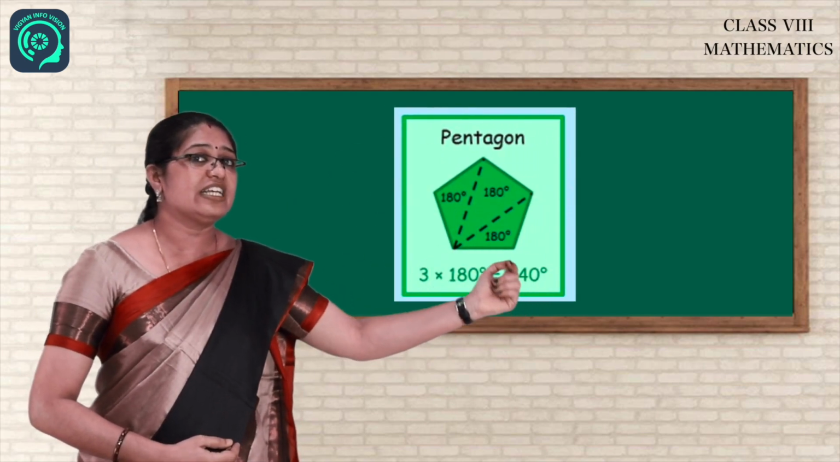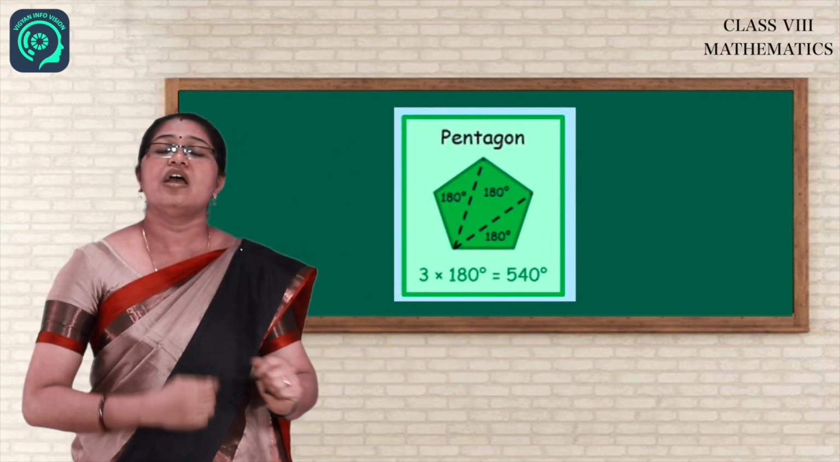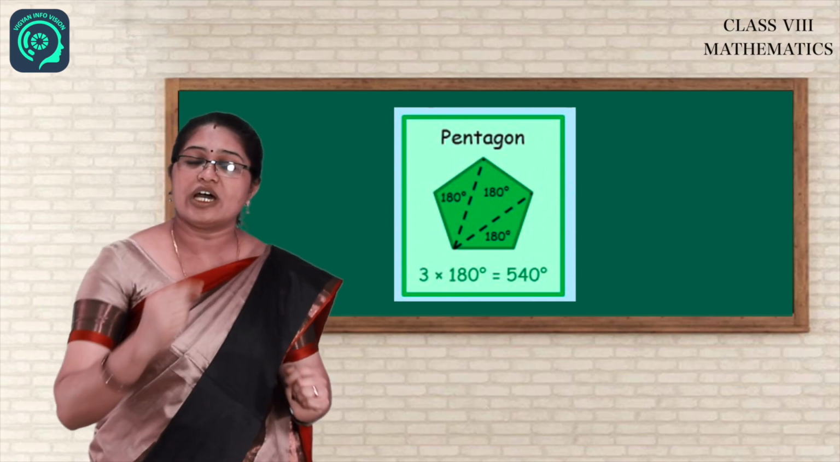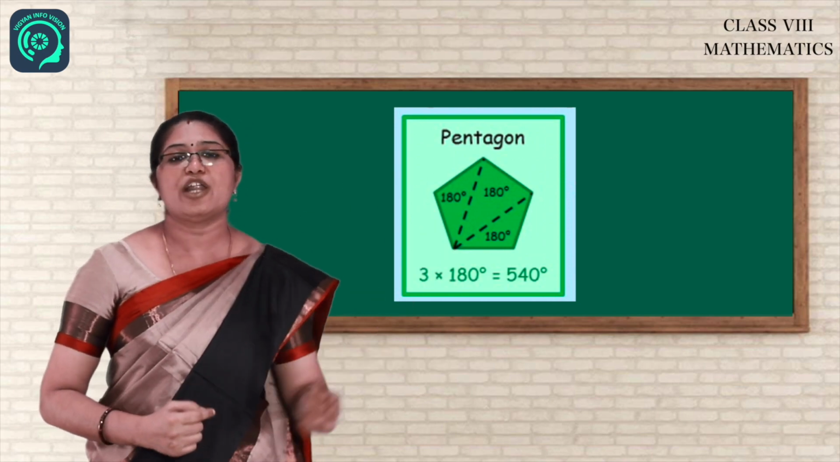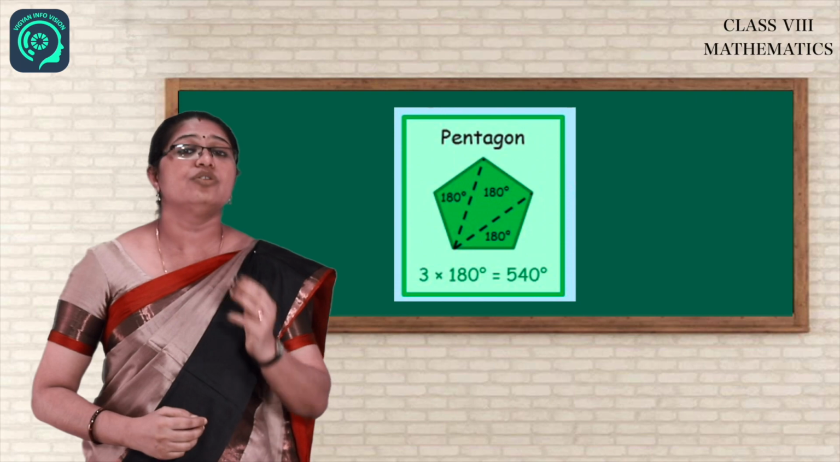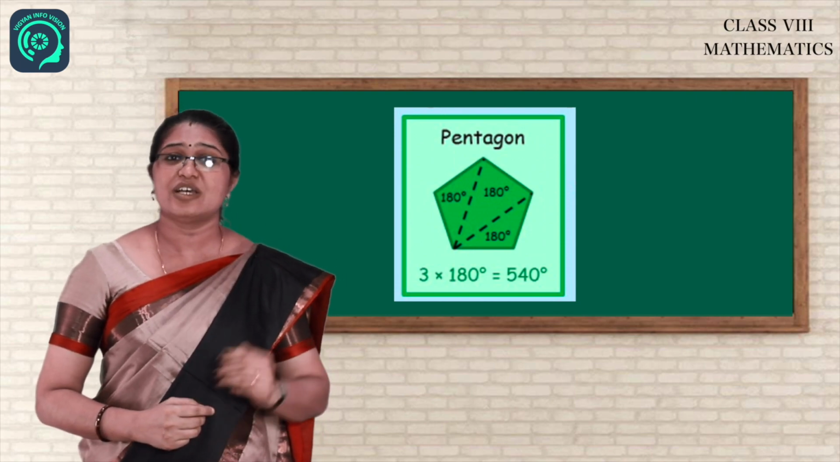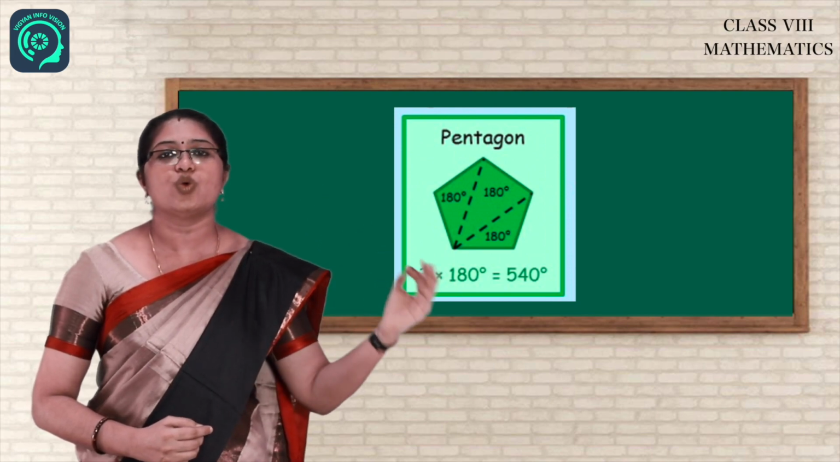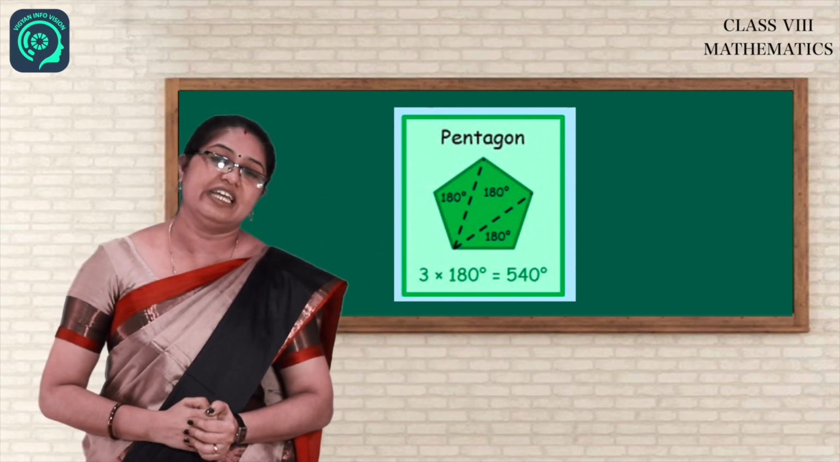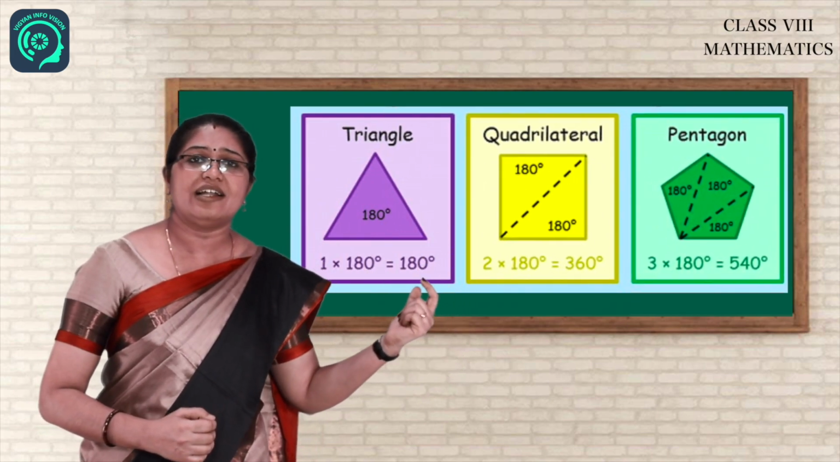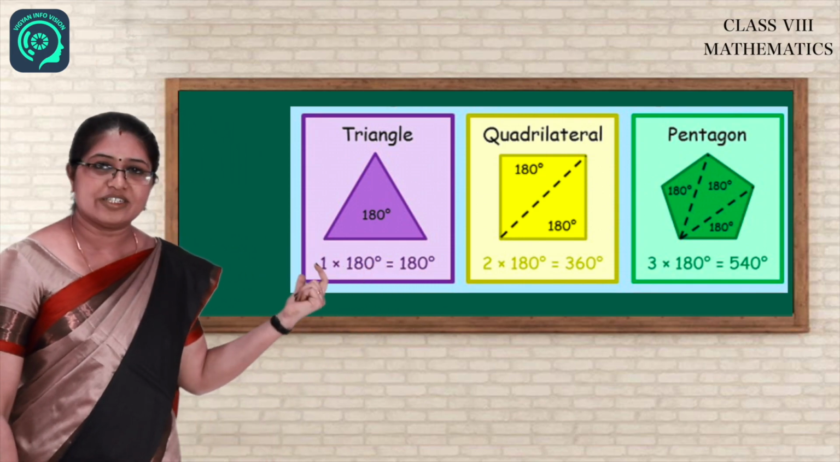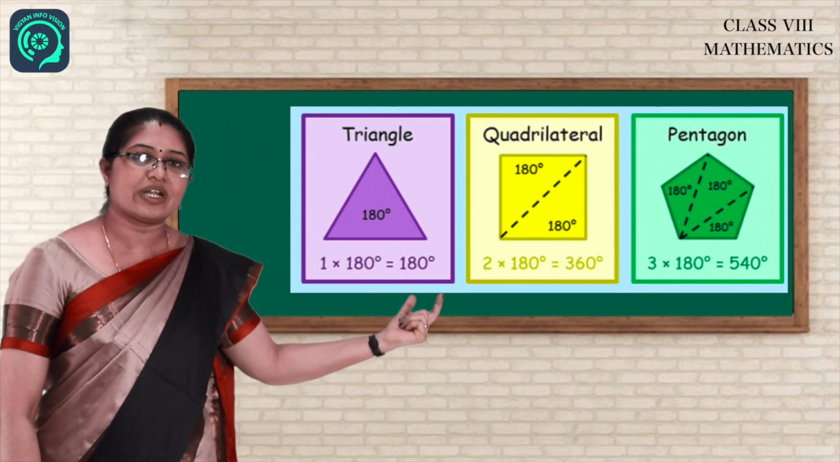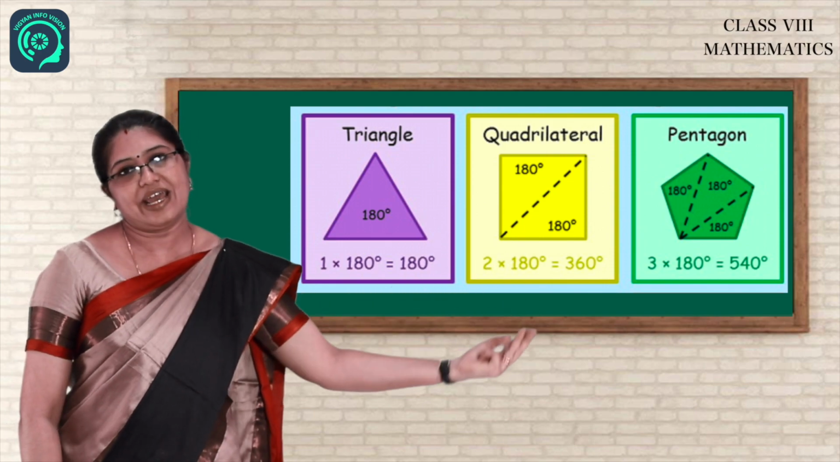Next picture, that is pentagon. Now you are drawing the diagonals. It can be divided into 3 triangles, right? So 180 plus 180 plus 180, or 3 into 180, it is 540 degree. So what is the specialty here? First one triangle, next one 2 triangles, the other one 3 triangles.